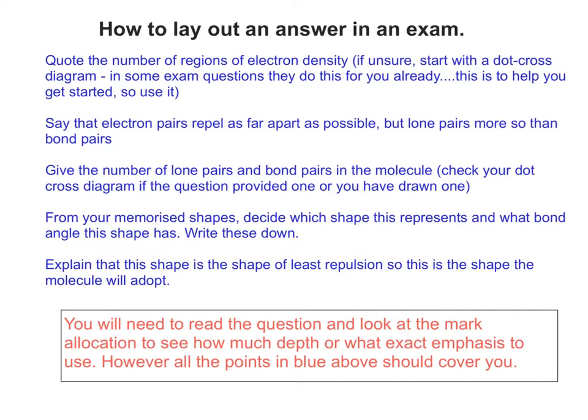Then, assuming you've memorised the shapes we talked about a little bit earlier, decide what shape this represents and what bond angle this shape has, and write these down. And then finally justify your argument by saying that this shape is the shape of least repulsion, so this is the shape the molecule will adopt.